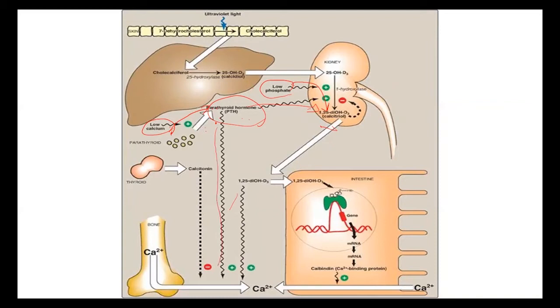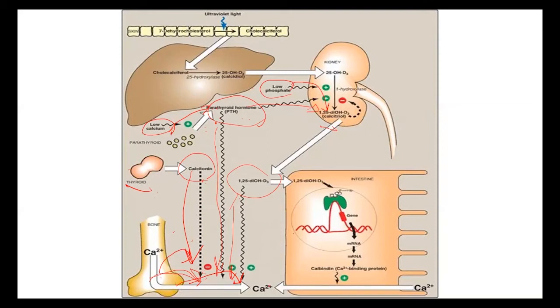Parathyroid hormone increases bone calcium demineralization into the blood serum. And further, the vitamin D that is formed also causes bone mineralization. Thyroid secretes calcitonin. It has a negative effect, and it does not allow the calcium to come out from the bone and increases its reabsorption.